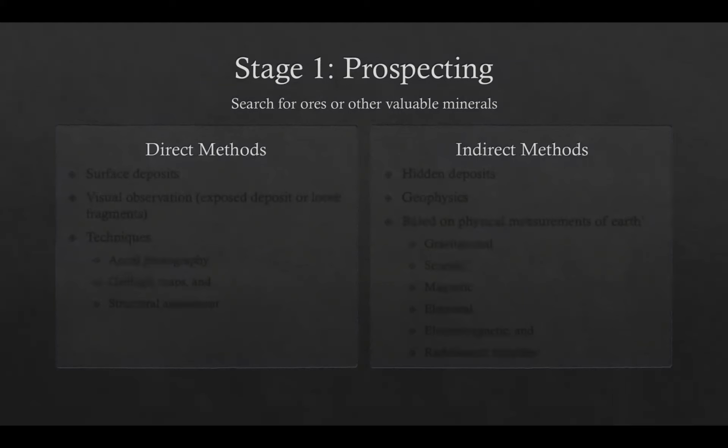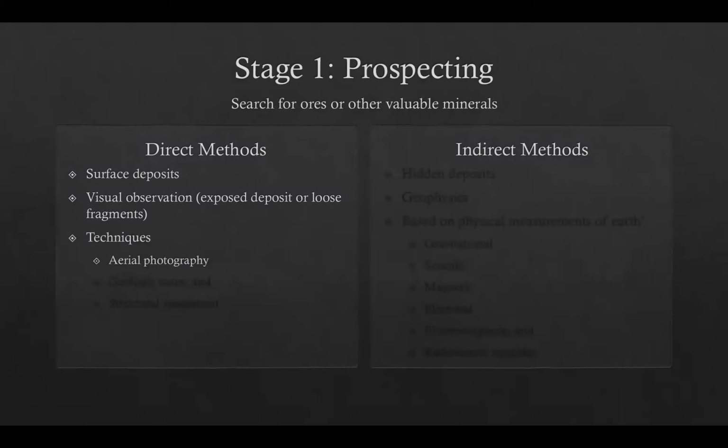The direct method of search is normally limited to surface deposits. It consists of visual observations, which can include either the exposure of a deposit or the loose fragments that have weathered away from the outcrop. Direct techniques involve aerial photography, geological maps, and structural assessment of the area.